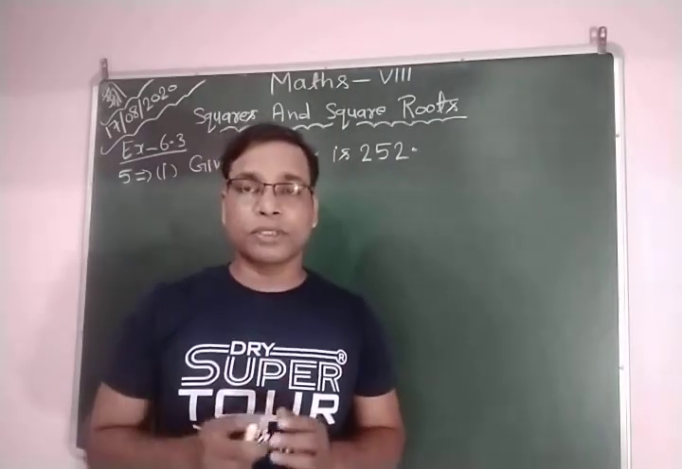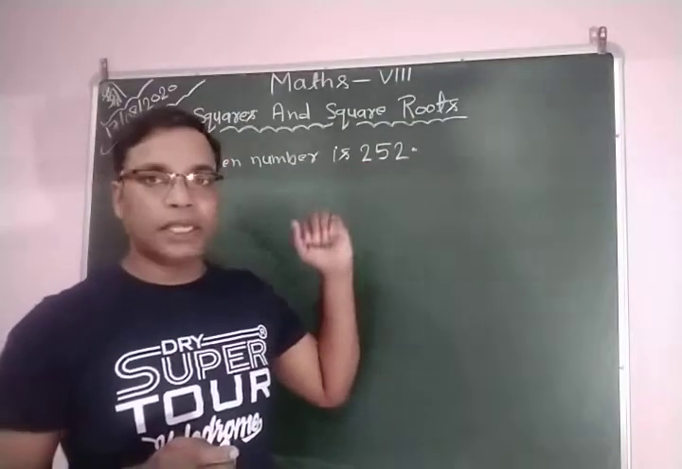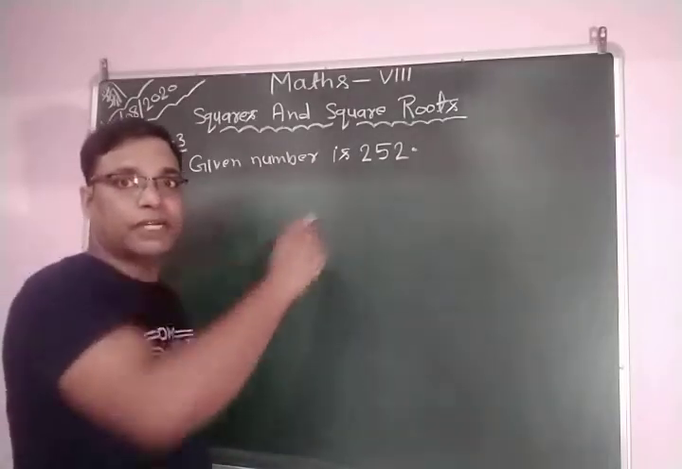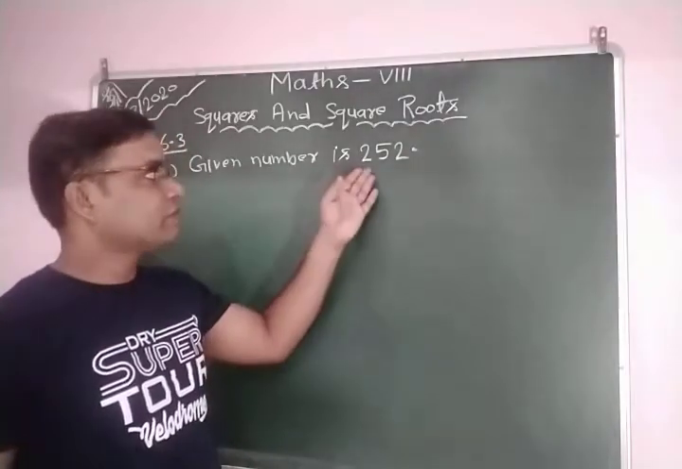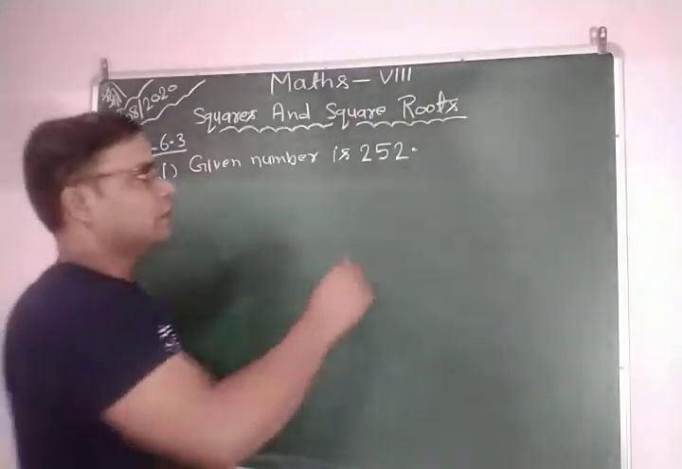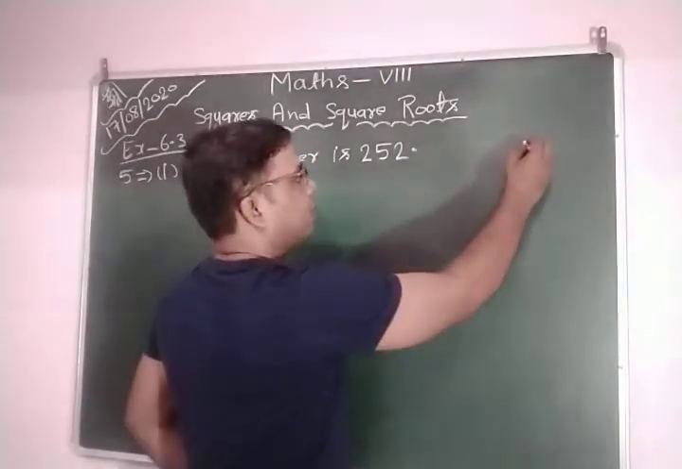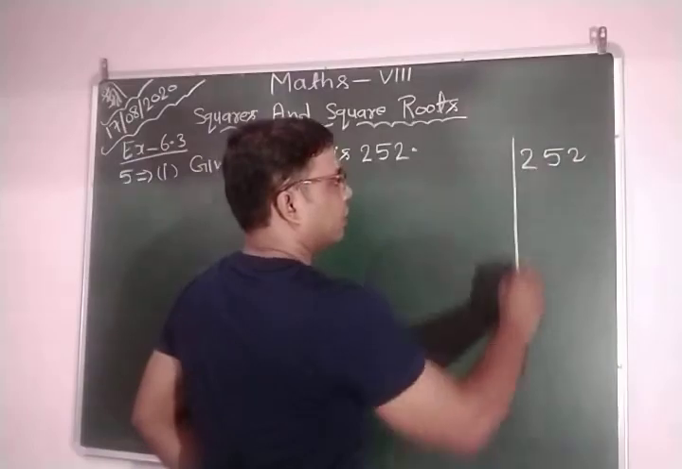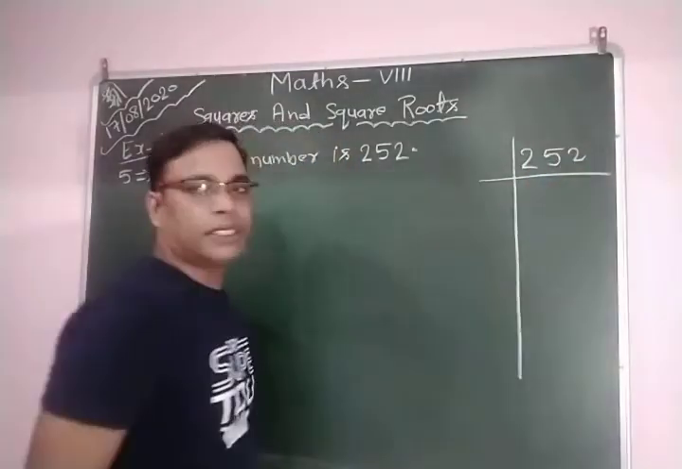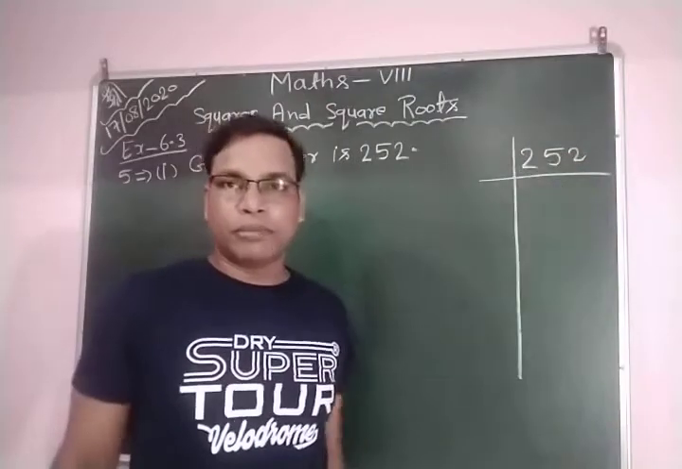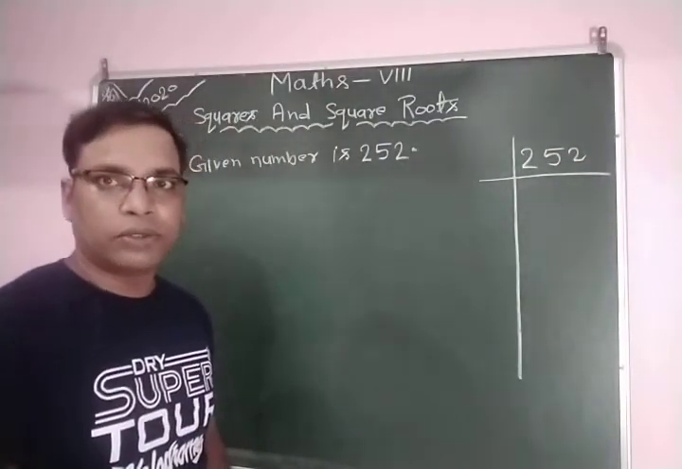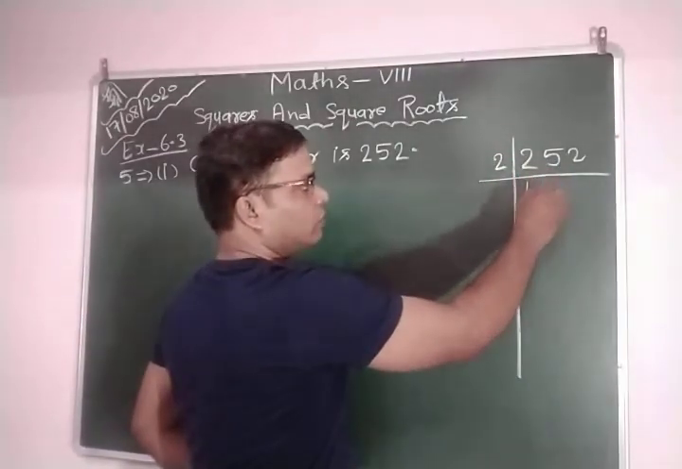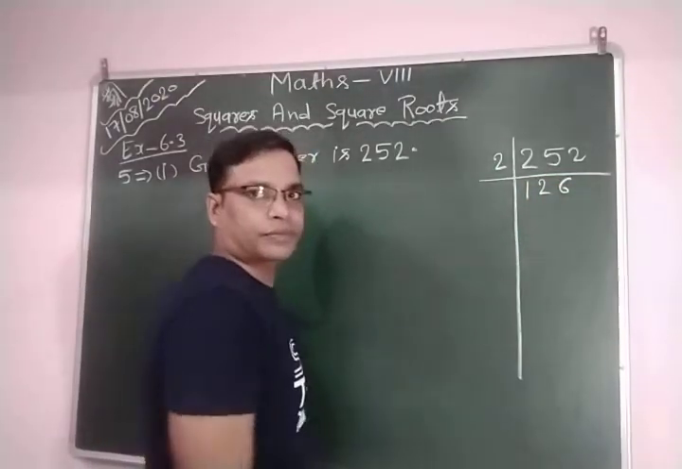Okay, so first we find the prime factorization of this number 252. You know how to find the prime factorization of these numbers. You can see here the unit digit of this number is 2, so this number is divisible by 2. 2 is the smallest prime number. So if you divide by 2, 2 sevens are 14, 2 ones are 2, 2 twos are 4, 2 sixes are 12.